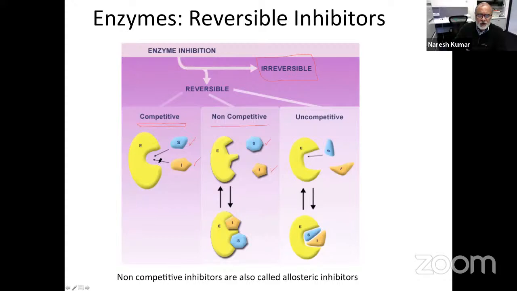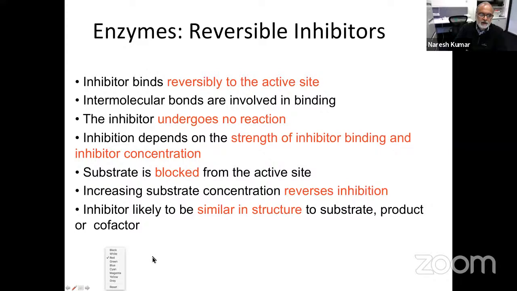So now let's look at one example of an inhibitor which is a reversible inhibitor. But first, a bit of information about reversible inhibitors. The inhibitor binds reversibly to the active site. That means it just goes there. There are intermolecular interactions involved, but there's no covalent bond, only intermolecular bonds like hydrogen bonding, hydrophobic effects, acid-base effects, no covalent bond.